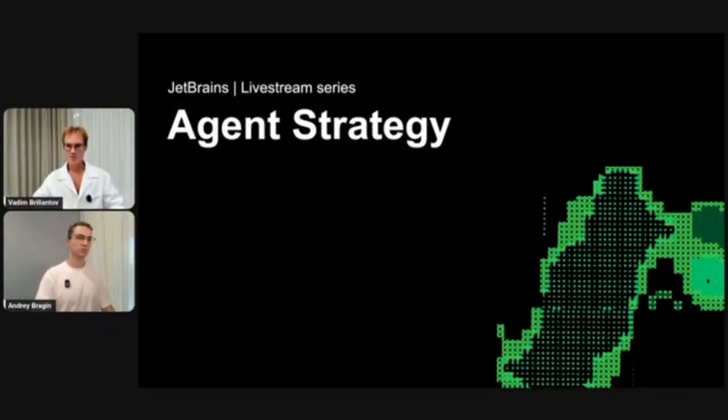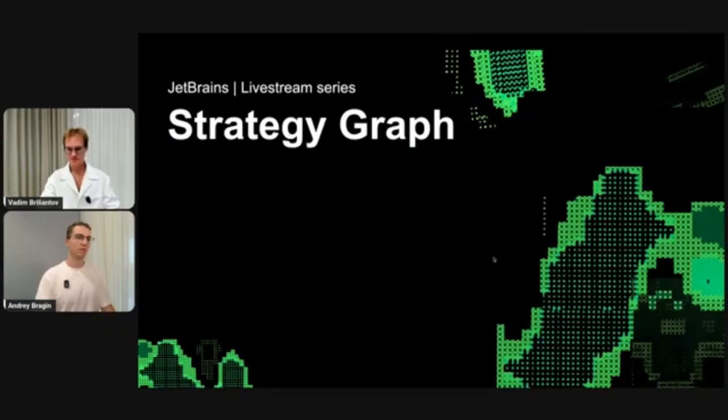And now the final part is about agent strategy. What is agent strategy? So basically, as I mentioned, Koog allows you, or in the very nearest future, it will allow you to build different types of strategies. But right now, the paradigm that is working great is a graph paradigm. So Koog allows you to build strategy graphs. So what are actually strategy graphs?